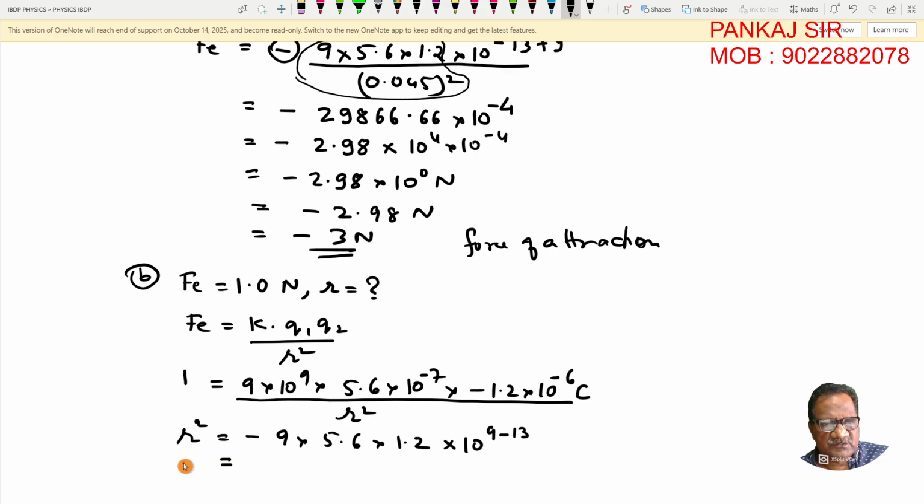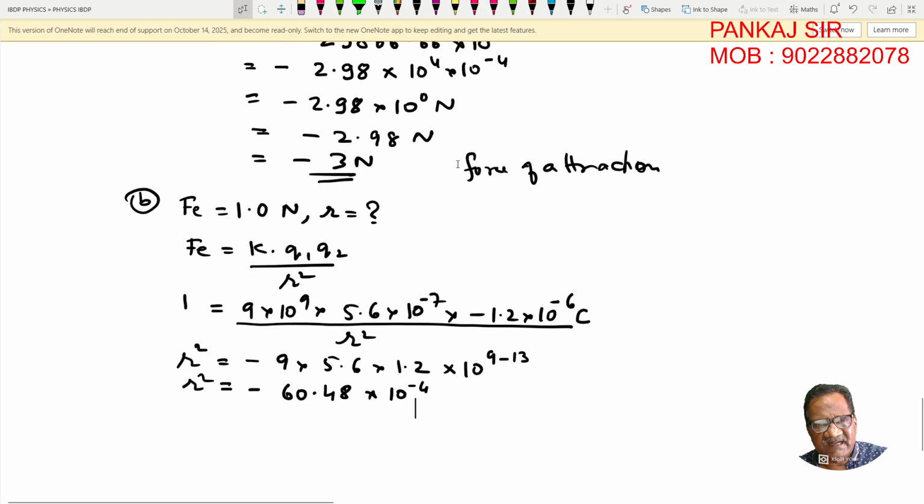This will be equal to, so R square will be equal to, now 9 into 5.6 into 1.2 works out to 60.48. So I get a negative sign, 60.48 times 10 raised to 9 minus 13 is minus 4. Okay. Now don't think that R square you are getting negative, so there is something wrong. No, this negative sign is only because of the charge. Okay, that is, the charge was negative. It is telling you the type; the magnitude is remaining 60.48 only.